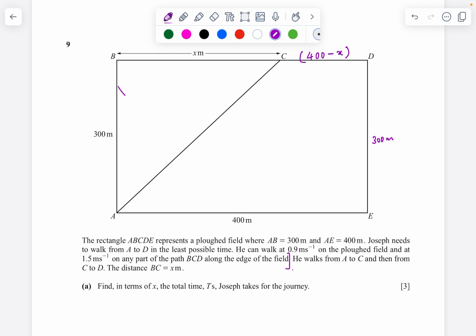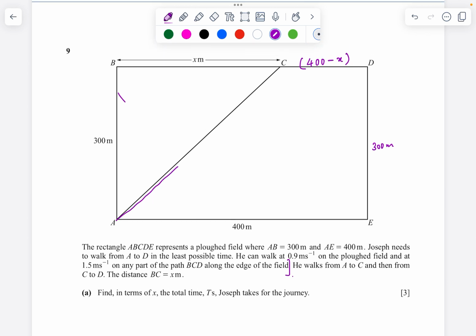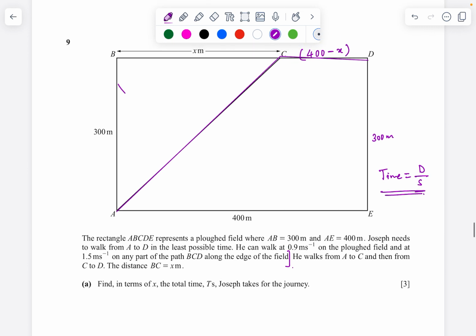So now we need to find Joseph's total time. Basically he is walking from A to C, then C to D. In order to find the time, time is equal to distance divided by speed. We know that formula, right? Speed we have no problem, but we need to find the distance from A to C. How do I find the A to C distance?